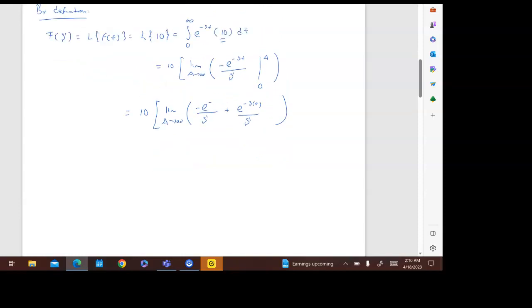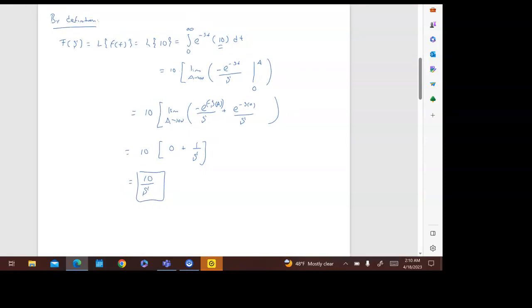And I did not evaluate, so this will be sa. And that's technically the exponent. Okay, as the limit approaches infinity, this value is going to reach 0. And then we're just left with 10 times, technically 0, plus 1 over s, which simplifies to 10 over s. This is going to be our final solution.